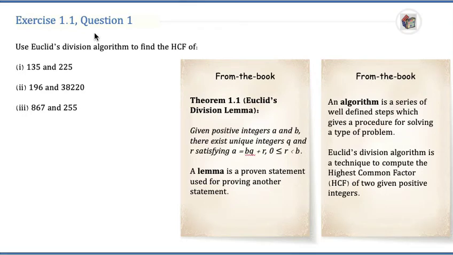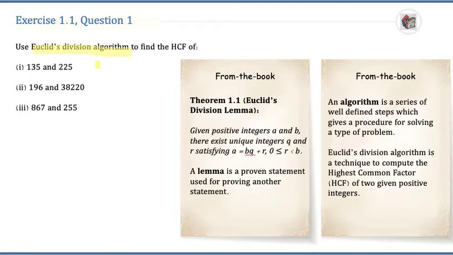Exercise 1.1, question 1. Use Euclid's division algorithm to find the HCF of, and then you have three parts. Each part has two numbers. You want to find the highest common factor that these numbers have. Now, what you have to do here is not just any method to find the HCF, you have to use a specific method. It's Euclid's division algorithm. It's a specific series of steps that you have to follow.